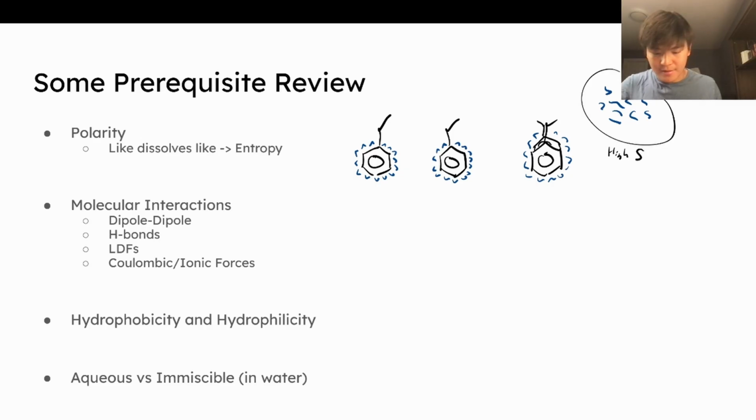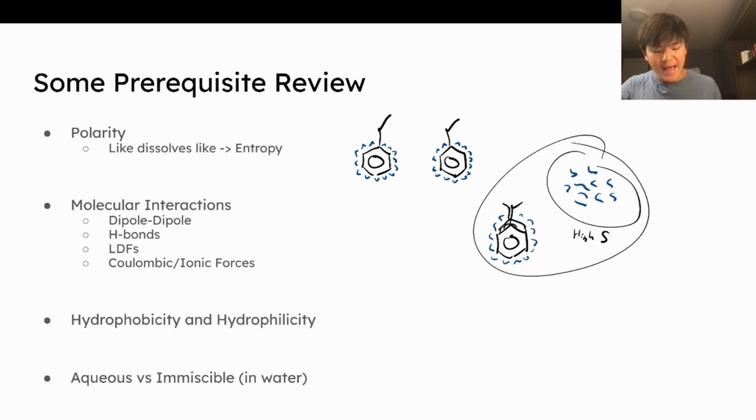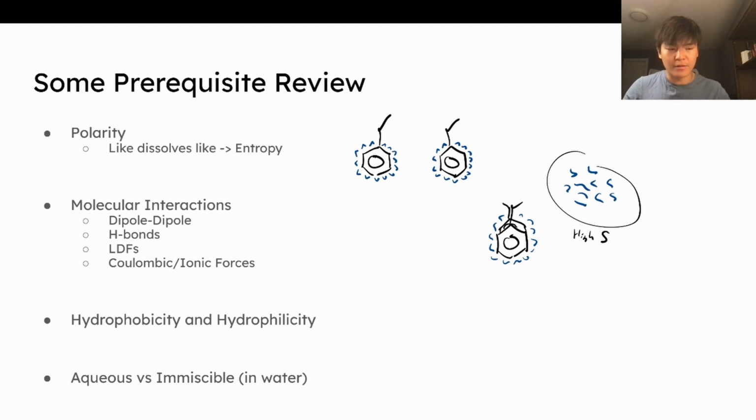And so we see that this is more entropically favored. This has higher disorder, and we know that the universe tends towards higher disorder. And so that's sort of the reason why like dissolves like: because of non-favorable interactions, when the solvent wants to dissolve this thing, it will form more microstates if this thing were closer together and the surface area was minimized. That's sort of the idea of what like dissolves like.